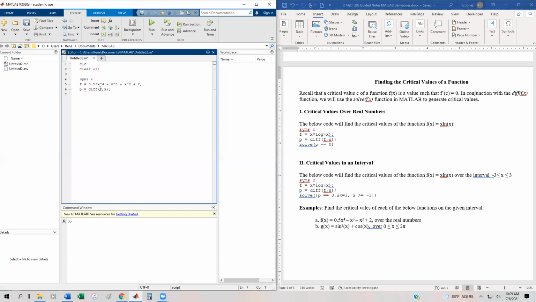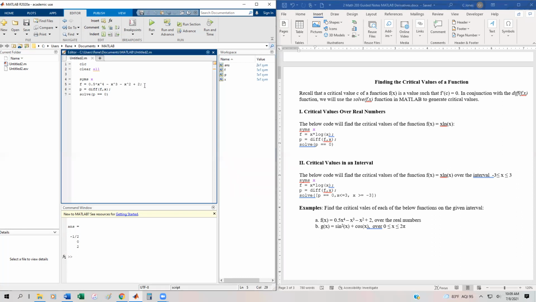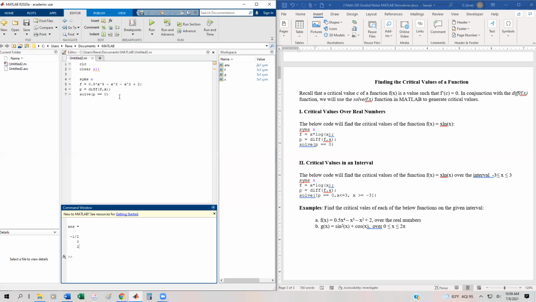Finally, to find the critical values, we are going to solve the equation p double equals 0. Make sure you use two equals signs; otherwise, it's going to assign p to be 0 as opposed to trying to solve the equation. Let's run this. Down here, it gives us our 3 critical values, which we should expect because when we take the derivative of f, it gives us a third order polynomial, so we should expect 3 solutions. Pretty easy to do.